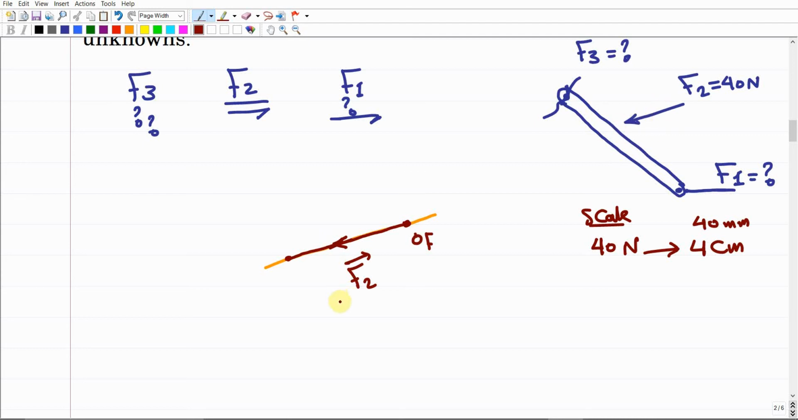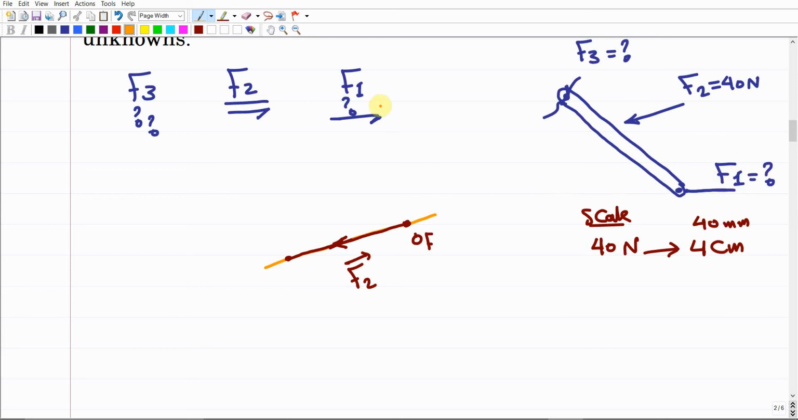So we finished F2. Now we would like to draw F1 and F3. It's up to you. You can draw F1 from the start point, or the end point. If you draw F1 from the start point, you have to draw F3 from the other point. One point for each force. So let us, for example, start drawing F1 from the start point, but you can do it from the end point. You're gonna end up with the same result. Okay, so starting from the start point, you're gonna draw a line that is parallel.